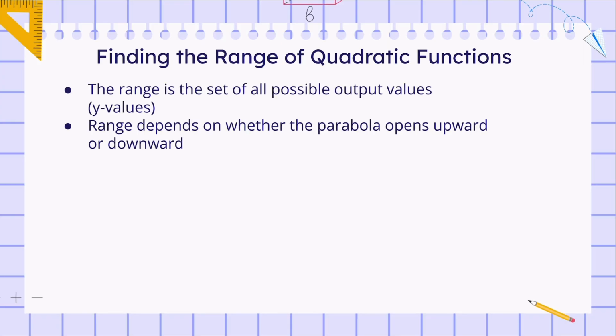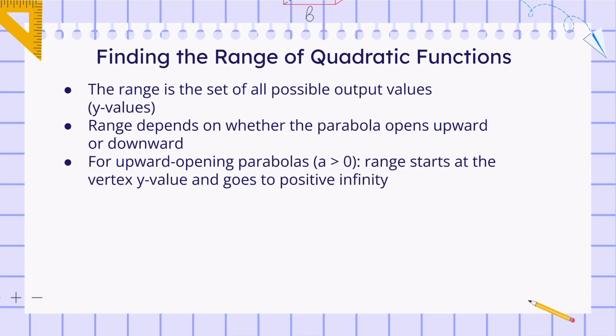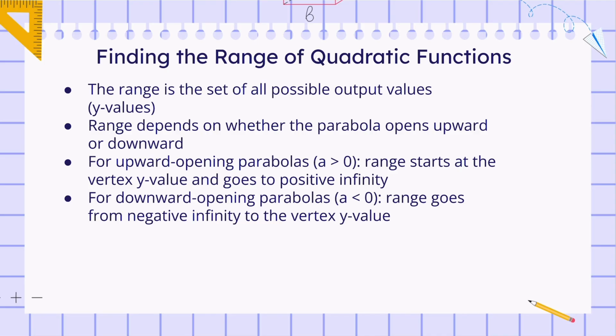Now, the range really depends on whether the parabola opens upward or downward. So what we're essentially looking for is the vertex. For upward opening parabolas, where your a is positive, the range starts at the vertex y value and goes to positive infinity. So essentially, if your graph has a minimum, then you state that minimum and then you lead it to positive infinity. If the graph has a downward opening parabola, so if a is less than 0, so if it's negative, then it goes towards negative infinity. So your maximum, the highest possible value in your function, from that maximum goes towards negative infinity.